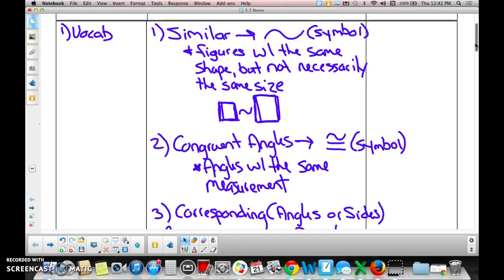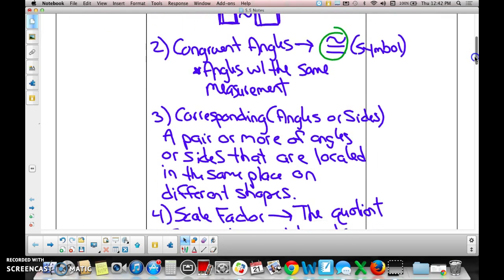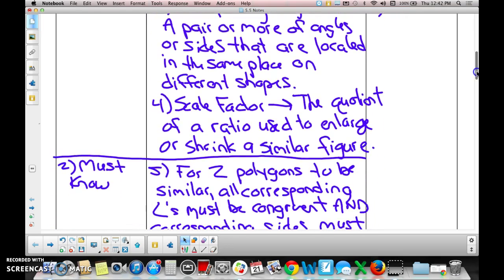Similar, the symbol for similar, right here. The symbol for congruent, right here. You can read the definitions for them. You got to know those. It's got to be in your brains as of now. The definitions for similar and congruent angles and congruent sides. Corresponding, no symbol, you need to know it. Scale factor, you need to know it.